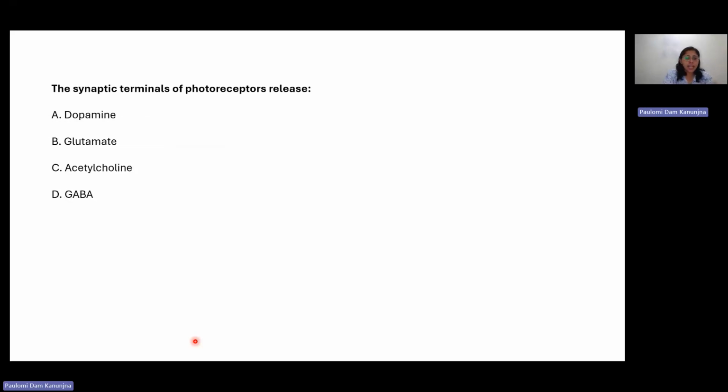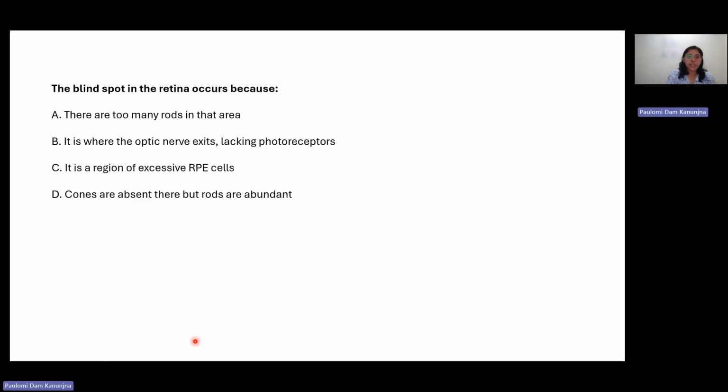Okay, now this I had also discussed, but it's for your revision. The synaptic terminals of photoreceptors release which neurotransmitter in the visual system? And we know that, right? Glutamate. We've discussed this. Okay, moving ahead.